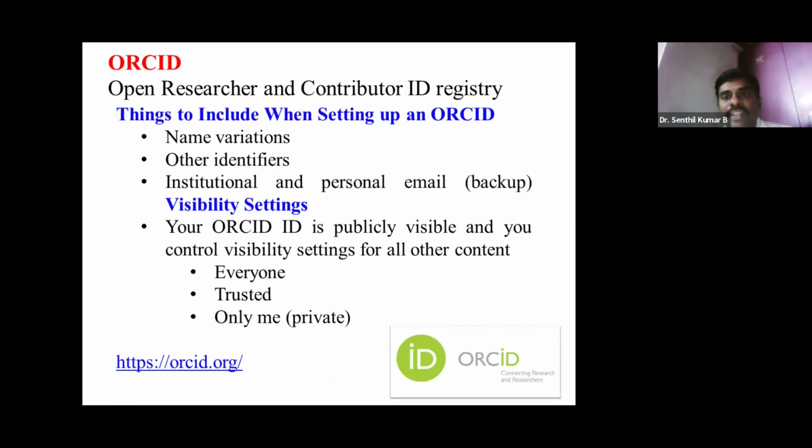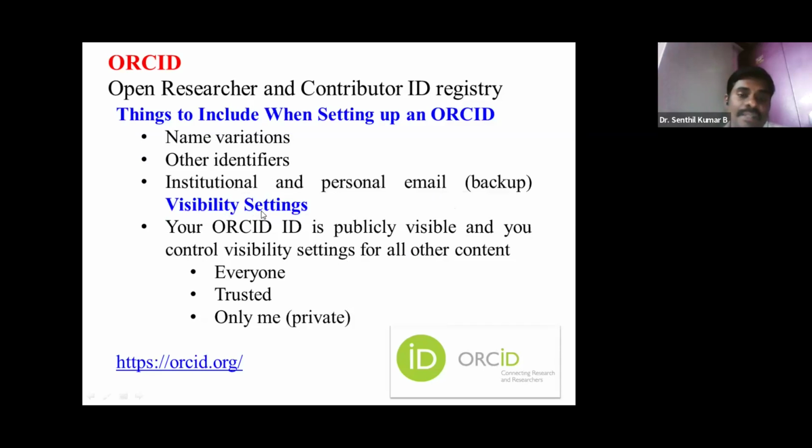So, things to include when setting up an ORCID account: please see that you add your name variations. Whatever names you use in your publications, add those. And if you have any other identifiers, just add those. And please give your institutional and personal email details also.